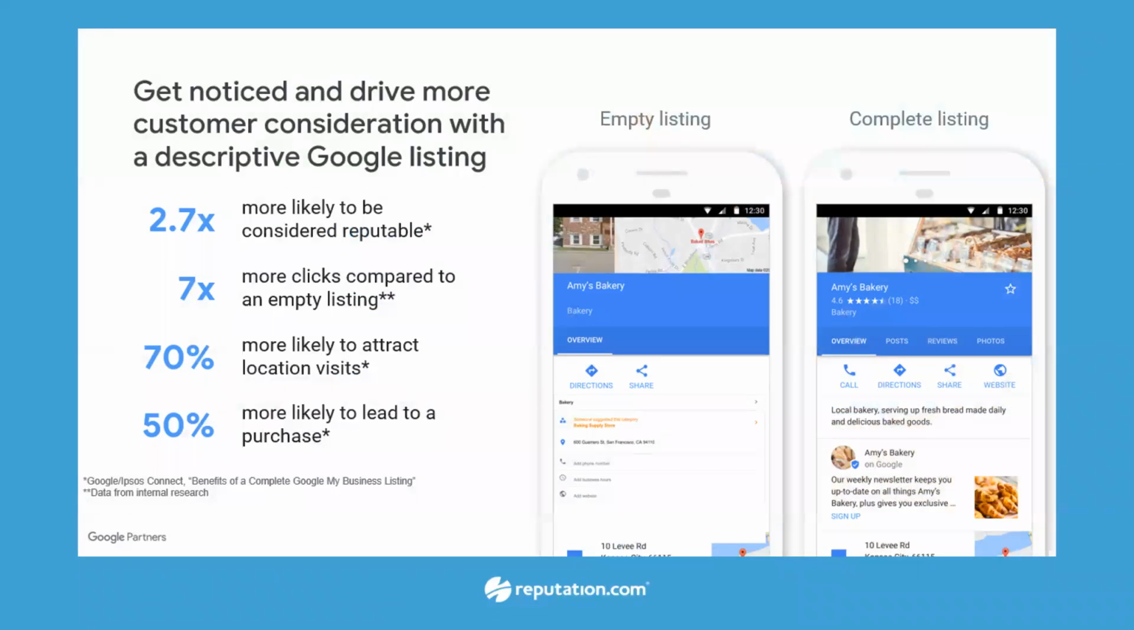Empty listing versus complete listing. I won't repeat what I've gone through over the last few slides. It's super important to have a complete, comprehensive listing: 2.7 times more likely to be considered reputable, and 7 times more likely to generate clicks compared to an empty listing. Consumers are 70% more likely to visit locations and 50% more likely to make a purchase. Some really powerful stats there, and I think you'll all agree. And this is insight directly from Google in real time.